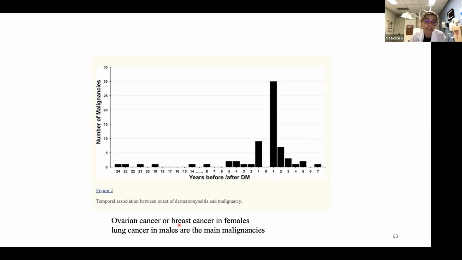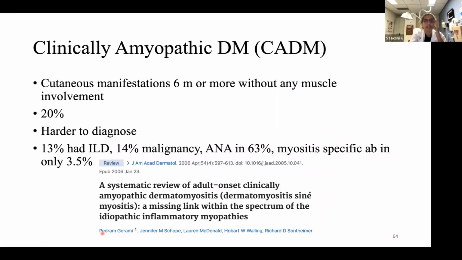Ovarian cancer or breast cancer is the one that's commonly seen in females, and lung cancer is the one in males, the commonest malignant association with DM. Right? Amyopathic is the patient of mine that was admitted. And sometimes that can be a hard diagnosis to make because in our head, DM is always skin and muscle. So we're not thinking of amyopathic DM.